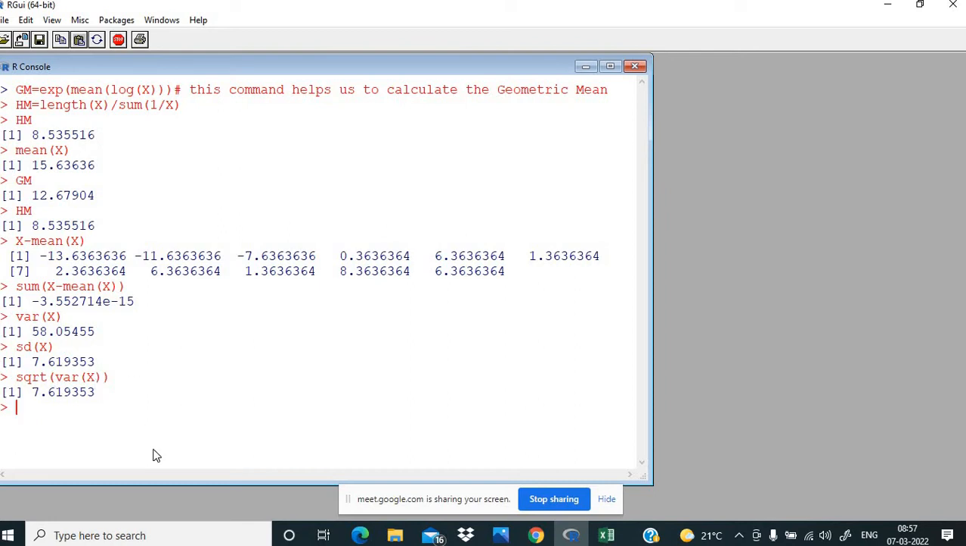Then there is something called coefficient of variation. If you remember, the formula is standard deviation by mean, whole thing into 100. So we calculate CV equal to SD x into 100 divided by mean of x. Now we calculate CV. CV is 48.72842. This is a unitless number, called the coefficient of variation.